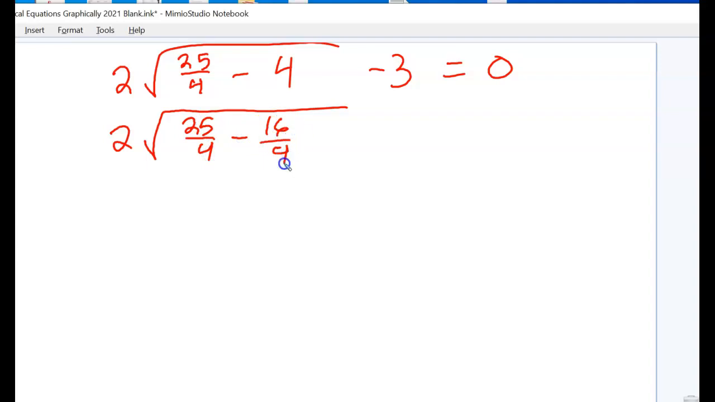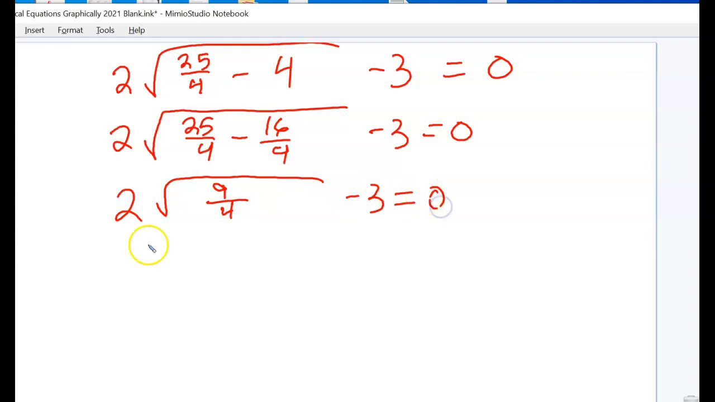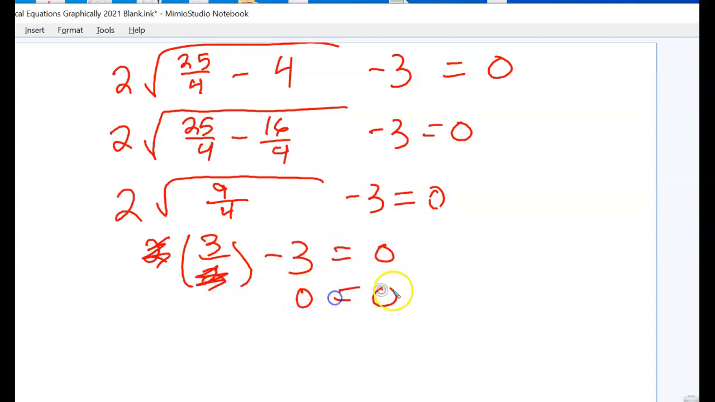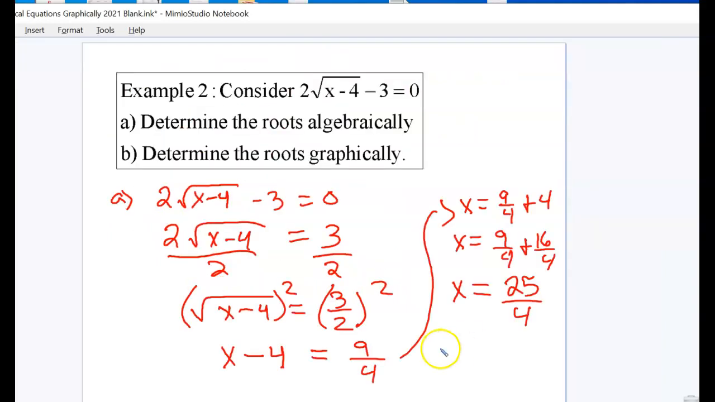So 4 is really 16 over 4. So this is going to be the square root of 9 over 4. Well, the square root of 9 over 4, you square root the top, you square root the bottom, is 3 over 2. These 2's will cancel, and 3 minus 3 is 0. So yes, 25 over 4 is a valid solution.